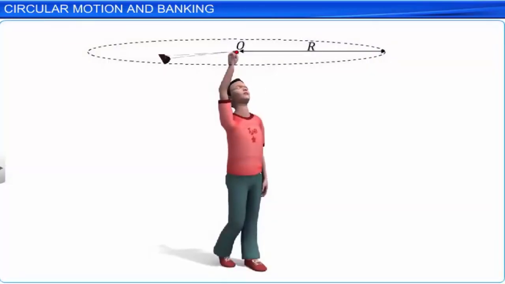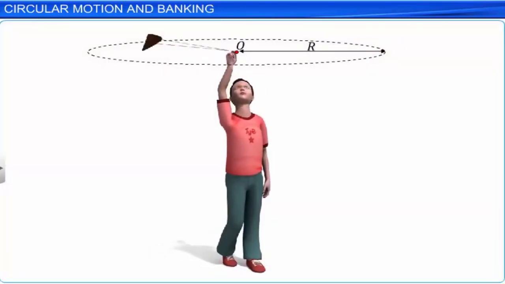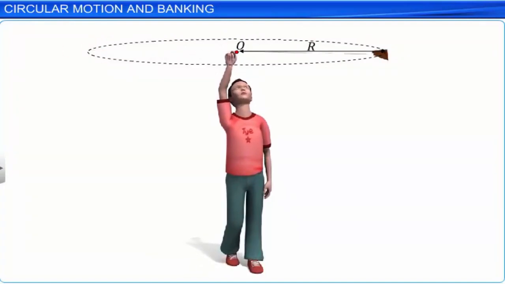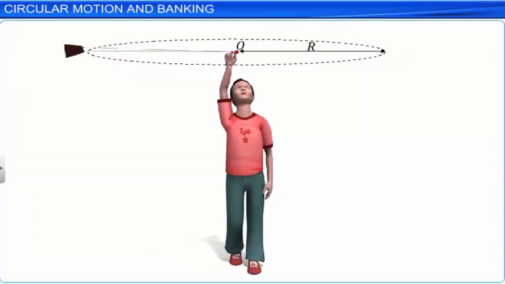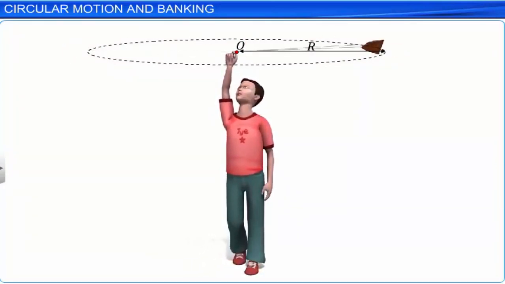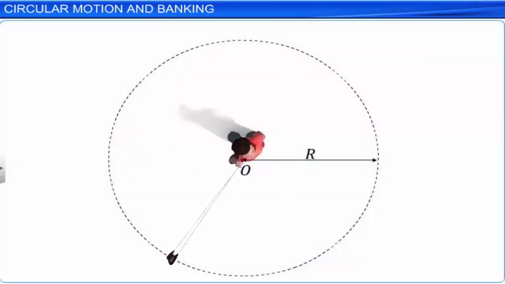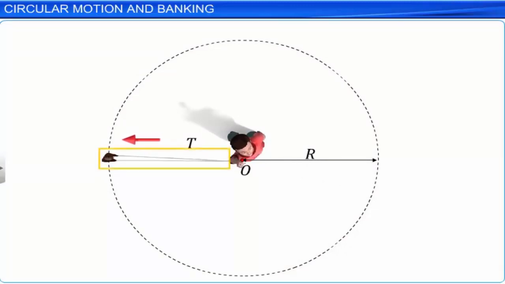A simple example of centripetal force is that of a stone tied to a string and rotated in a circle in a horizontal plane. The tension, T, in the string provides the required centripetal force. This tension in the string is due to the pull exerted on the string by the person, which prevents the stone from flying away.